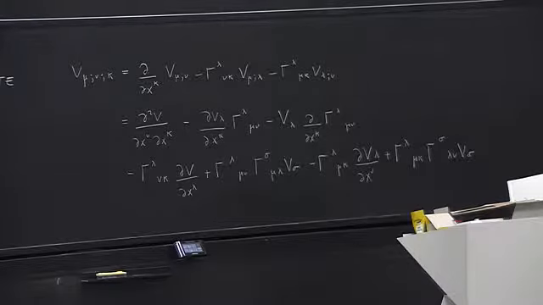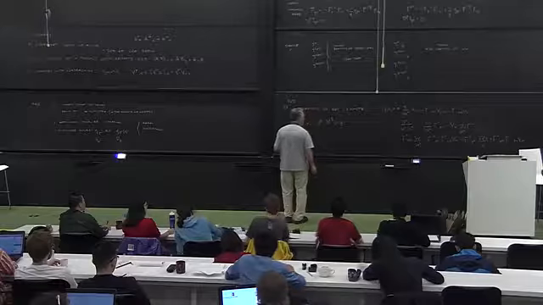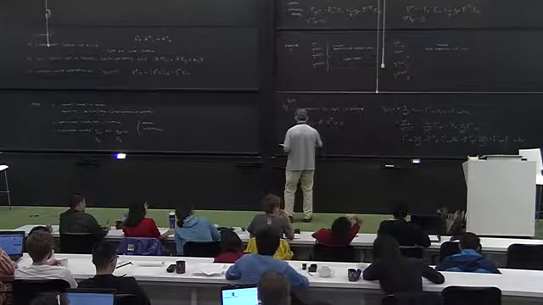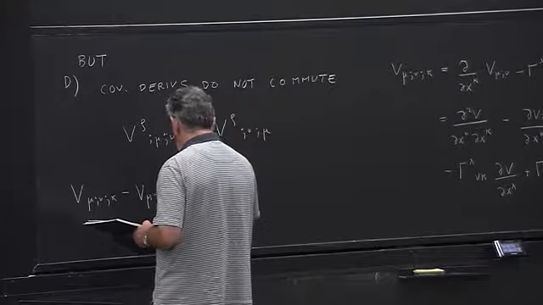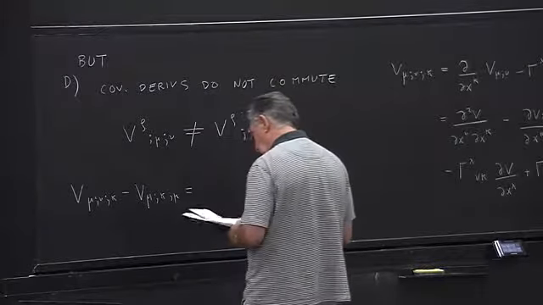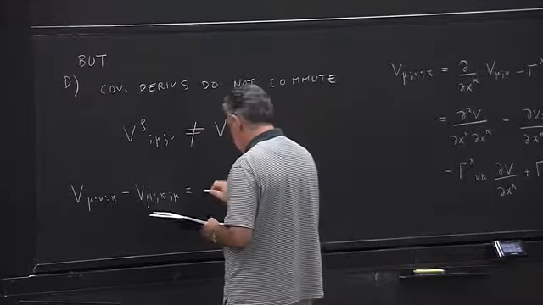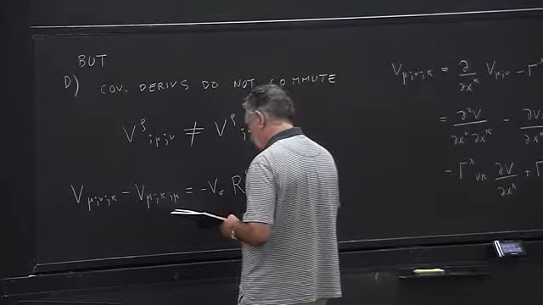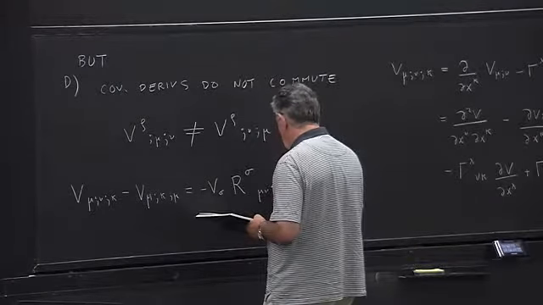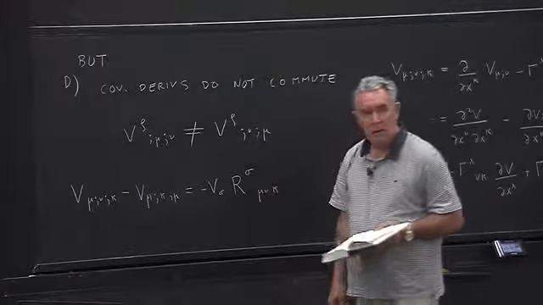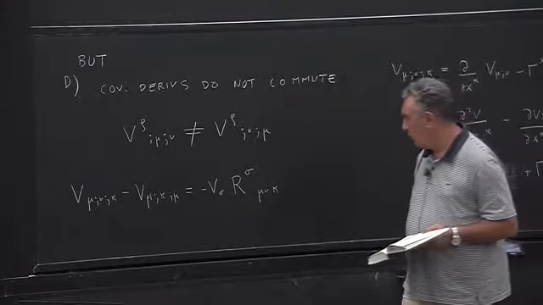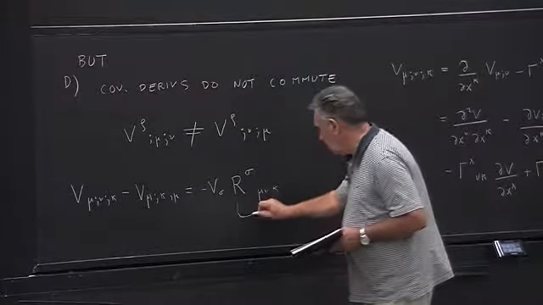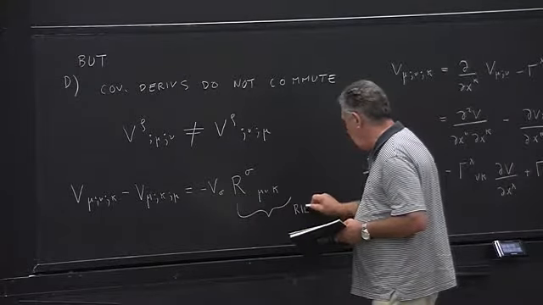But now here's the nice part. V mu nu semicolon kappa minus the same thing with nu and kappa interchanged can be written rather neatly as minus V sigma R sigma mu nu kappa. And what is R sigma mu nu kappa? This is called the Riemann tensor.